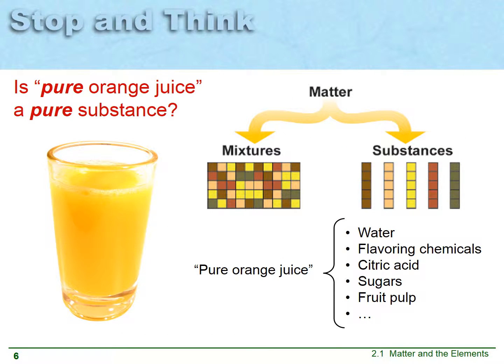Is pure orange juice a pure substance? It's actually not, because it has several different ingredients like water, sugar, fruit pulp, and other chemicals. Pure orange juice is, therefore, a mixture.